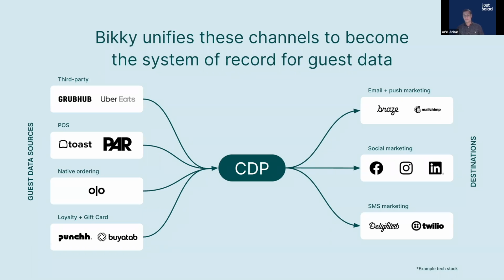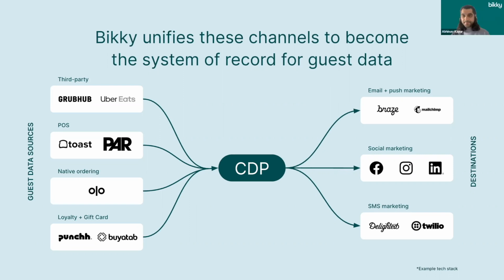And so where Just Salad's at right now is we understand our customers from an in-store perspective. We understand our customers from a native digital perspective. So that's both web and app. And we have very, very limited third-party data because that's mostly Grubhub and Uber Eats, and those players are going to keep that to themselves.